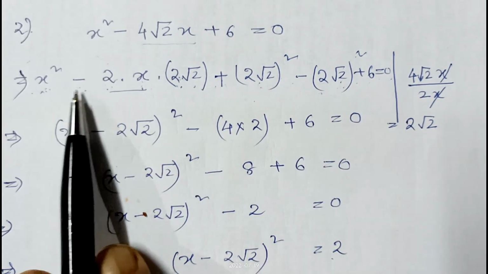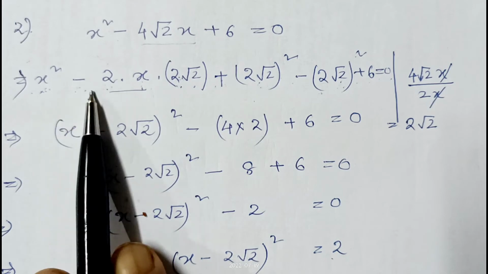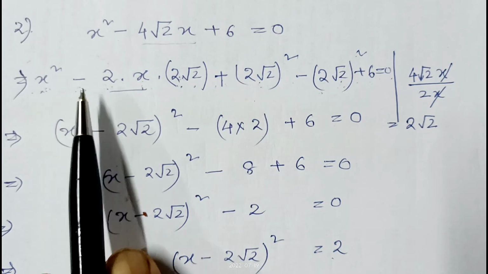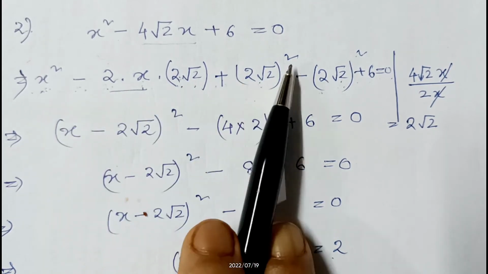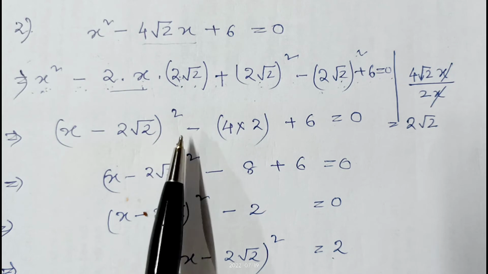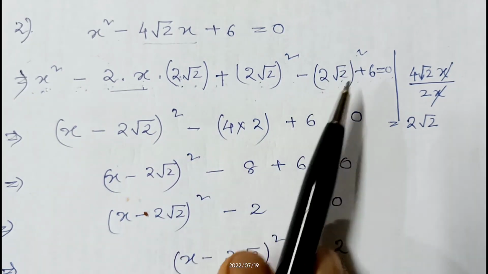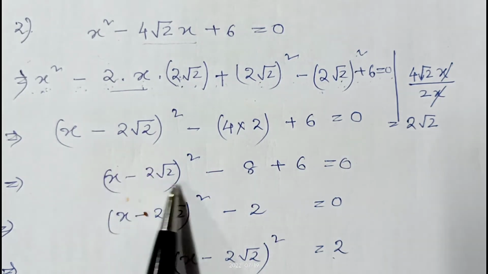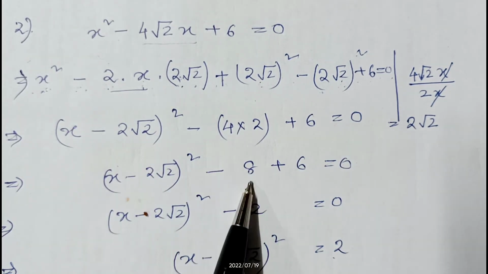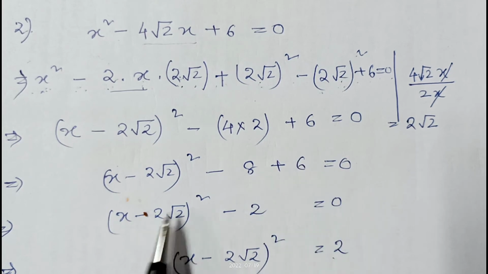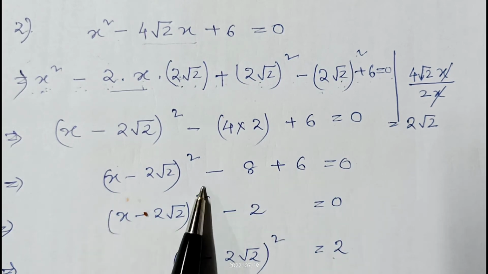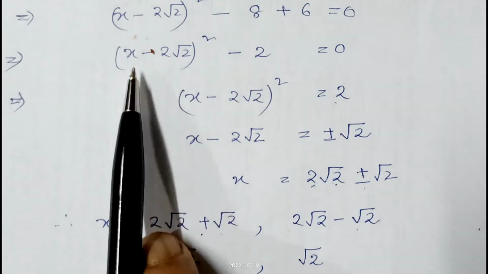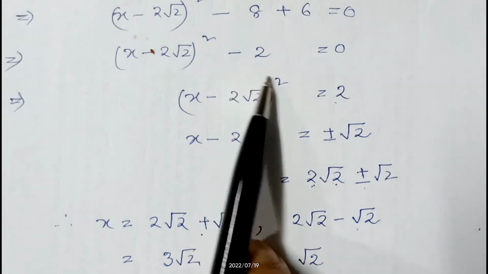Now if I combine the first three terms, x square minus twice x into 2 root 2 plus 2 root 2 whole square, it is a square minus twice ab plus b square, so it will be a minus b whole square. Minus 2 root 2 whole square: 2 square is 4, root 2 square is 2, plus 6 equals 0. So x minus 2 root 2 whole square minus 8 plus 6, which is minus 2, equals 0. In the next step we can write x minus 2 root 2 whole square equals 2.